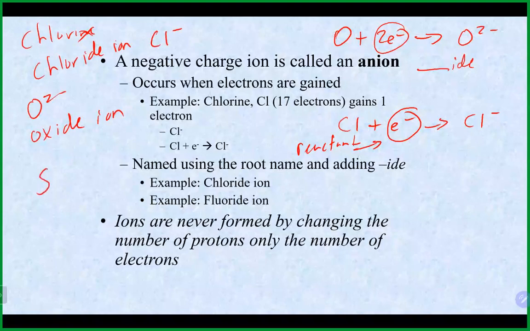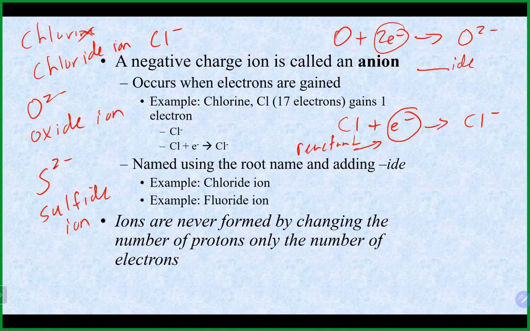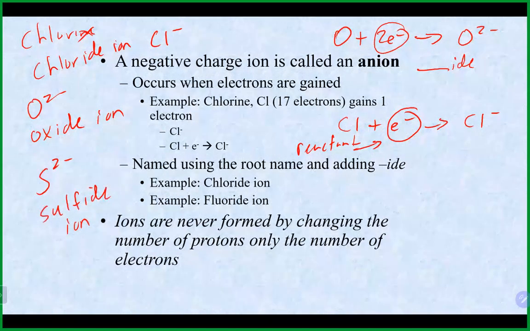If we had S2-, that is sulfur. We drop the last part of sulfur and put IDE. That would be the sulfide ion. So things that have a negative charge get the IDE at the end of it. We drop the last part of the name, sometimes more or less of the last part. And that's how we get a name like this. Sodium chloride is what this is named.